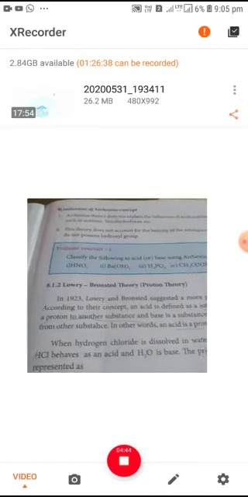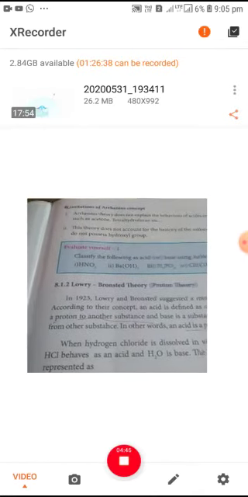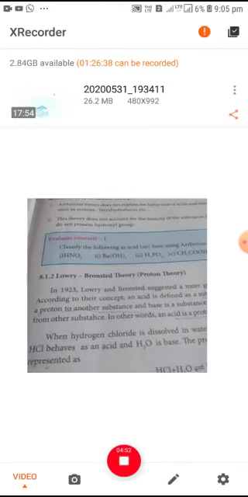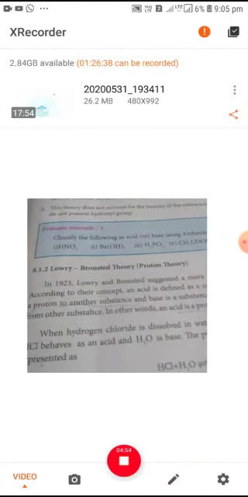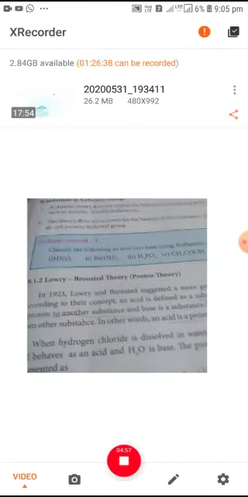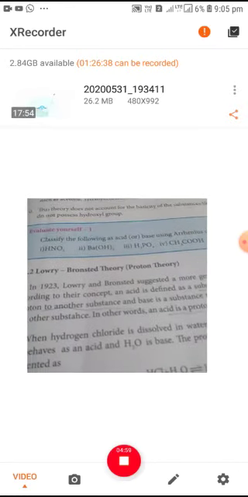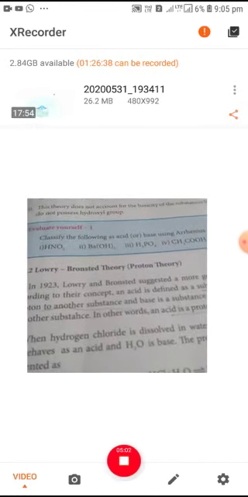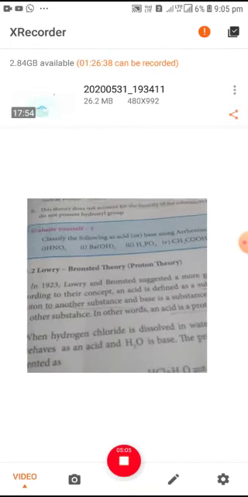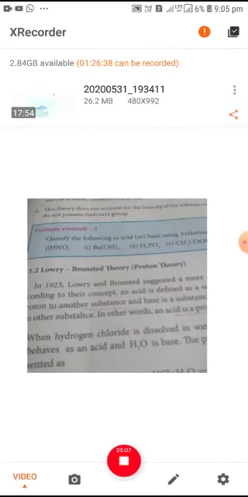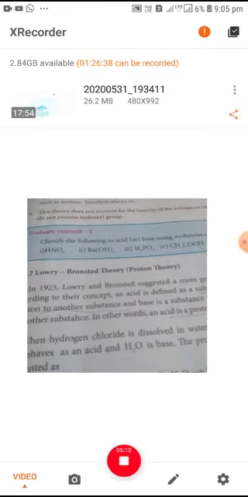Next we learn about the limitations of the Arrhenius concept. Arrhenius theory does not explain the behavior of acids and bases in non-aqueous solvents such as acetone and tetrahydrofuran. This theory does not account for the basicity of a substance like ammonia, which does not possess a hydroxyl group. Basicity means number of hydrogen ions.